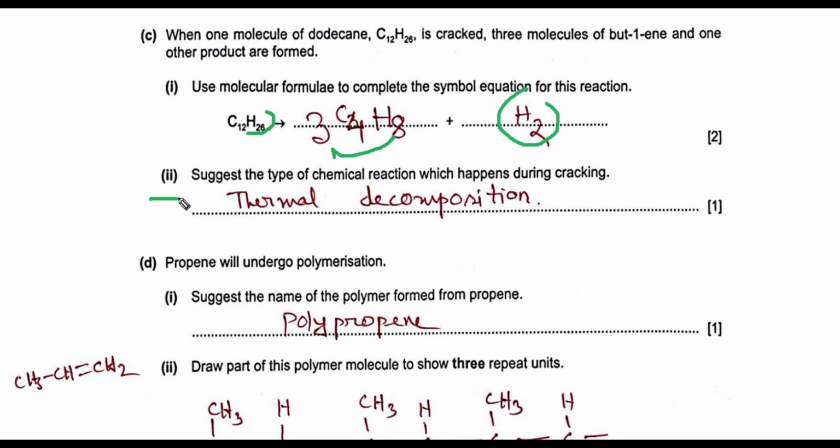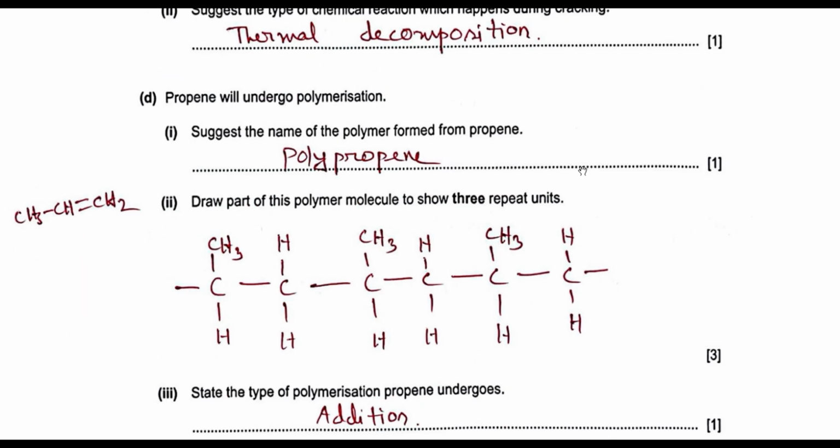Number 2, suggest the type of chemical reaction which is happening during the cracking. Cracking is thermal decomposition, because in the presence of a catalyst and by giving heat, there is breakdown of hydrocarbon. This is known as thermal decomposition. Breakdown of a compound by giving heat is known as thermal decomposition.